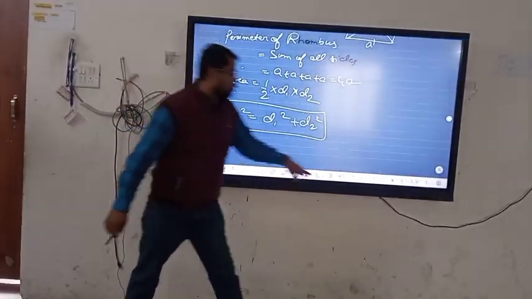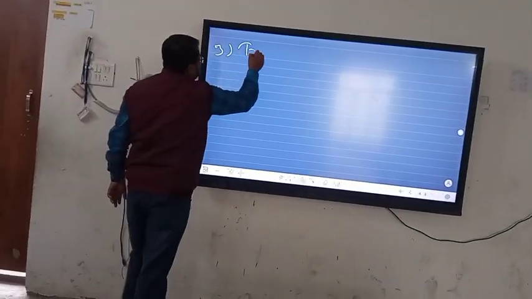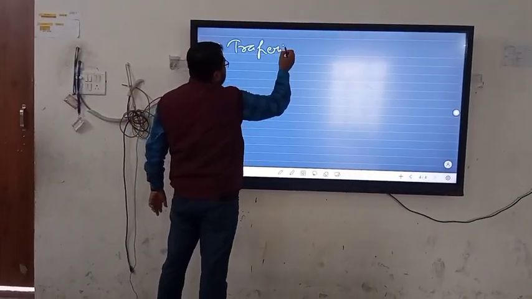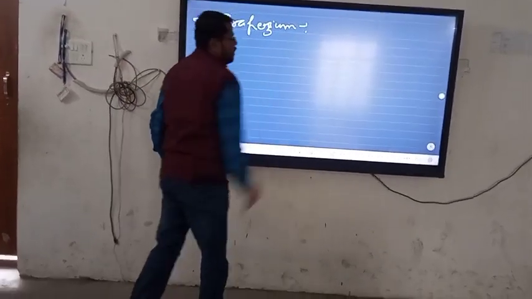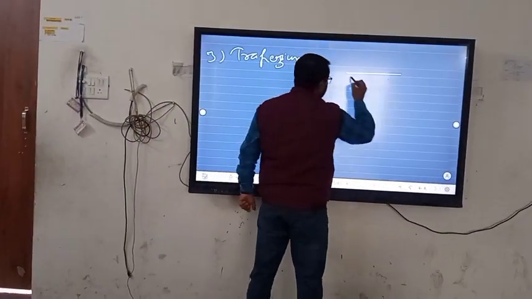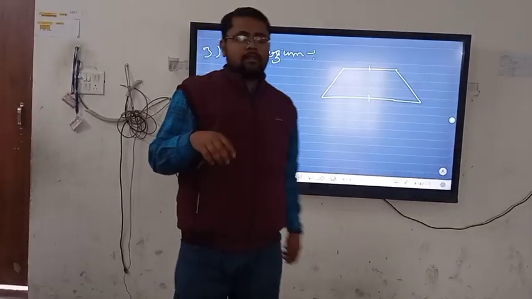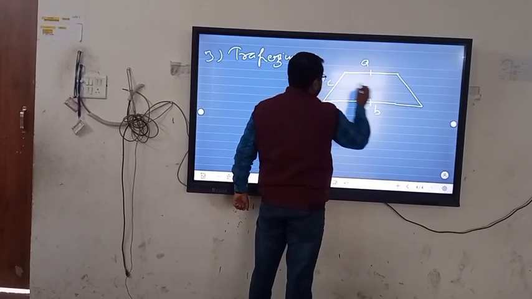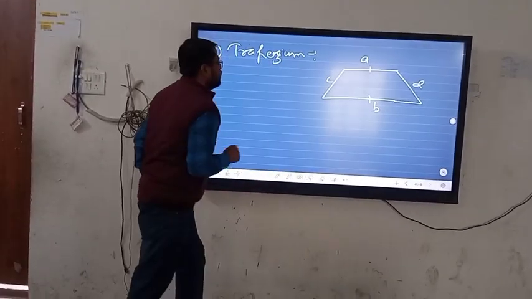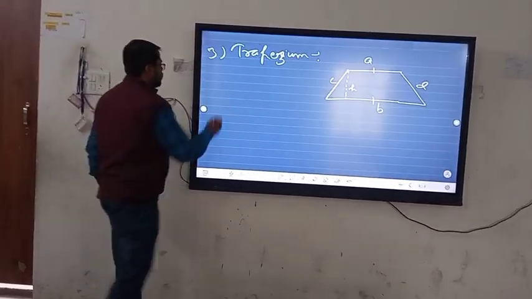After that, we go to the next diagram figure. This is trapezium. Trapezium. What is trapezium? This is trapezium. A figure whose only two sides are parallel is known as trapezium. This is trapezium. This is A, B, C, and D. A, B, C, D. Okay. And this is the height. Okay.